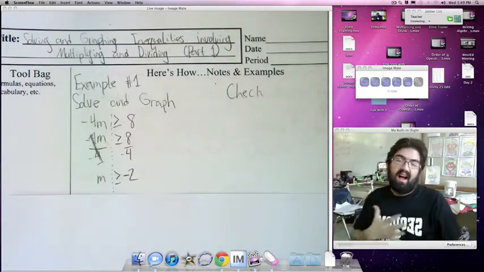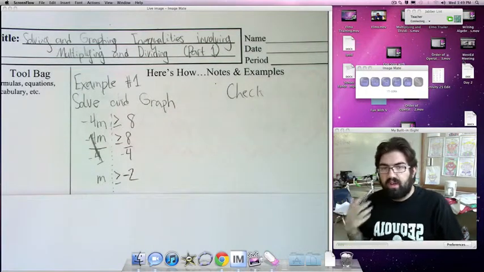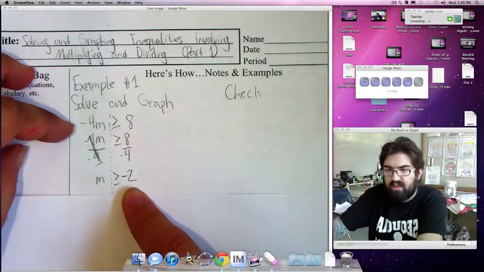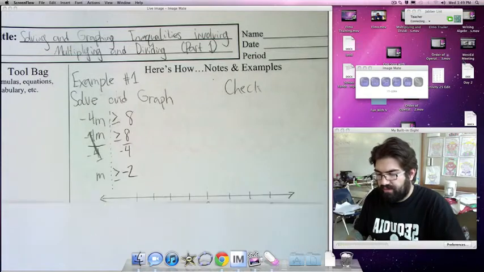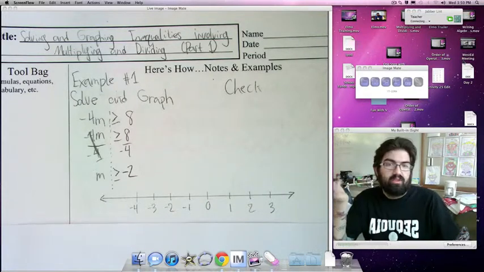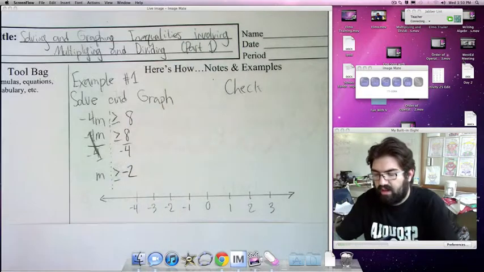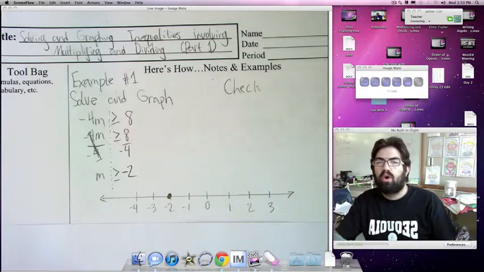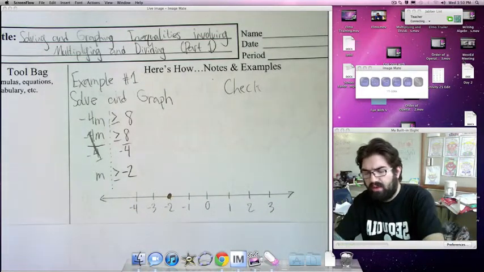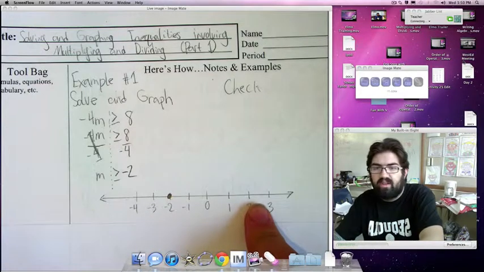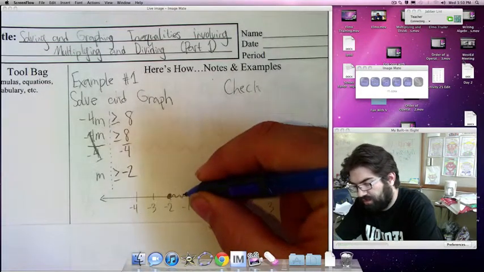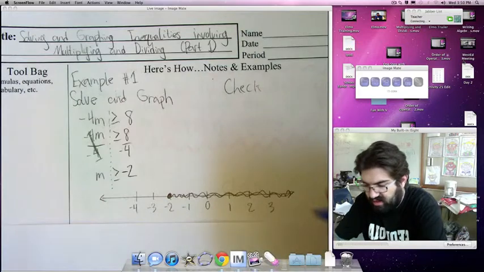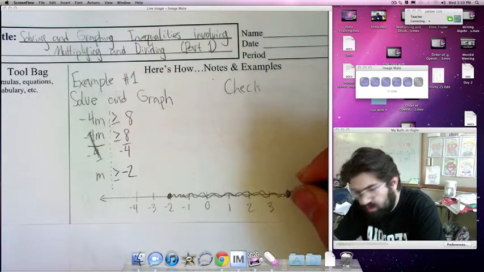So I think that all the m's that are greater than or equal to -2 will make this up here a true statement. So let's check that. Well, -2 is my focus number, and I have that equal to sign right there, so I'm going to make this a closed point. And I want all the m's that are greater than -2. Positives are always bigger than negatives, so I'm going to head towards the positives. Make my arrow nice and crisp looking over there.